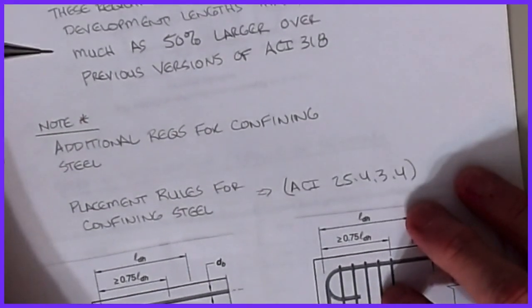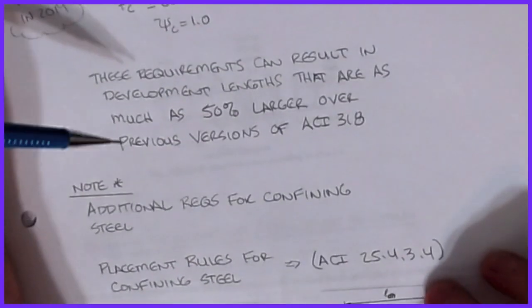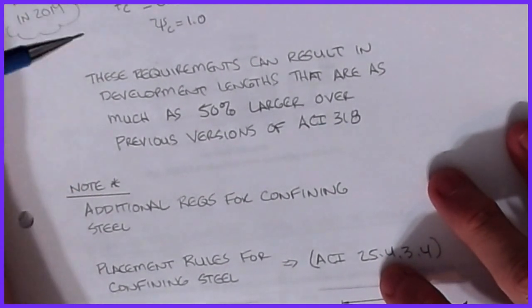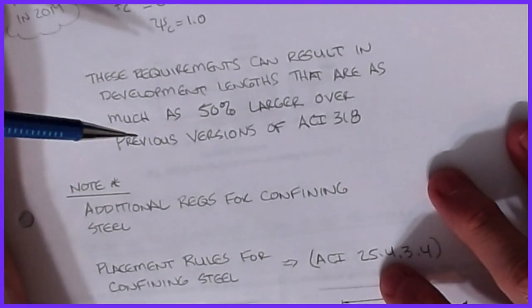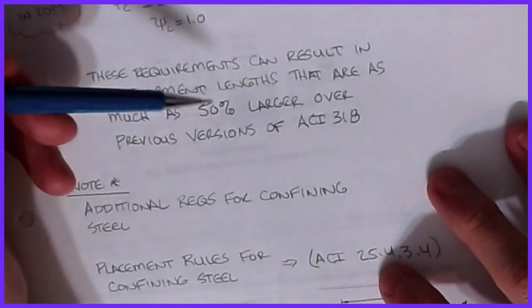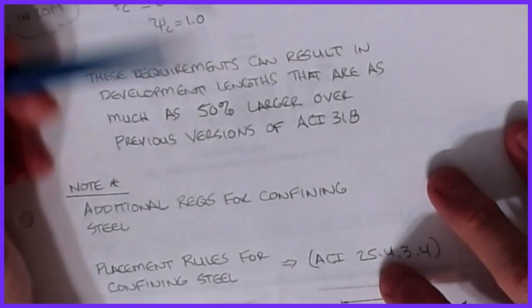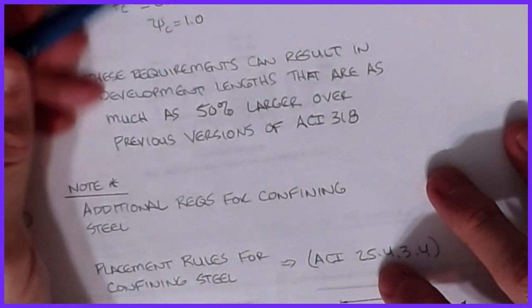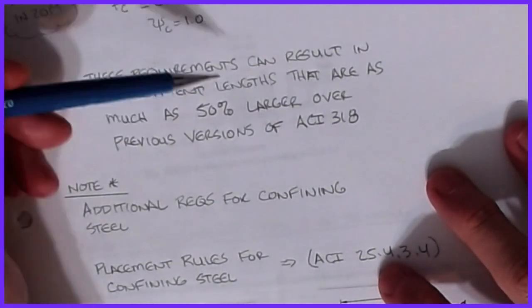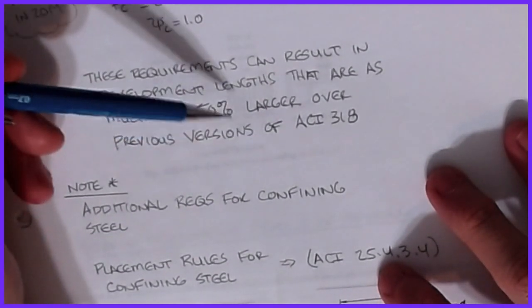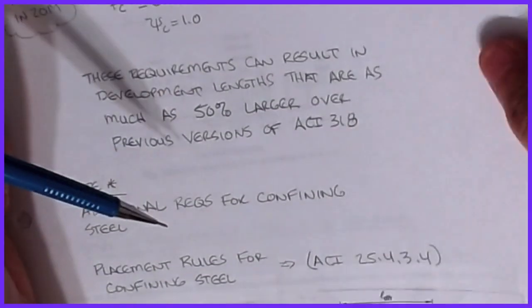Now, these new requirements, one of the things that was kind of a surprise as I was preparing this packet and I realized they made these changes, is that these development lengths can result in values that are 50% larger over previous versions of ACI 318. Okay, so I guess there have been some problems, probably seismically related. That's a lot of times what drives all these provisions. But that's a pretty substantial increase. It's not something to scoff at. We'll just have to look at that.